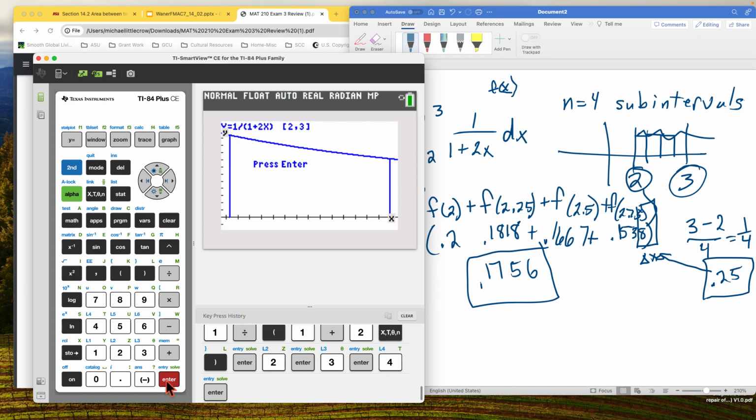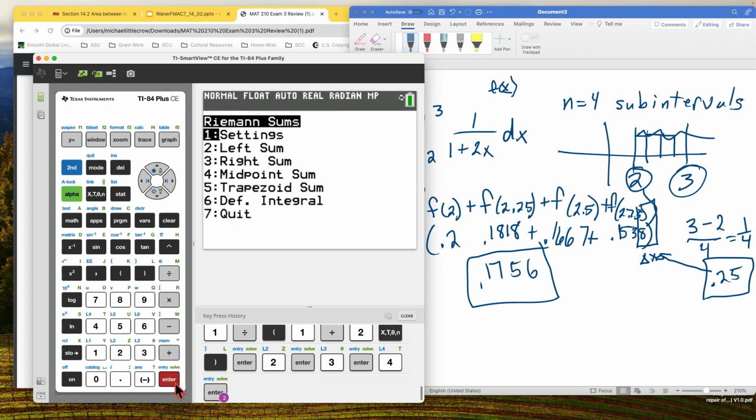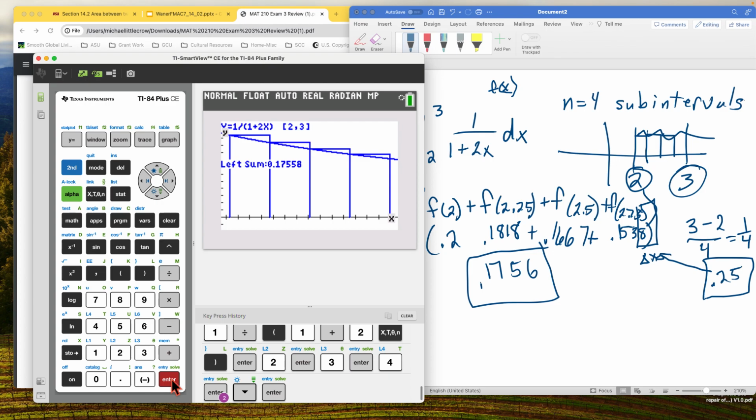It shows us the graph, but we're not done yet. It says press enter, so we'll press enter. And then now it asks which kind. It does many different kinds, but we're only sticking with the left sum. So we'll come down to left sum, hit enter. It shows it to us, and look at that, 0.17558. This is what I like. You understand what you're getting, right?